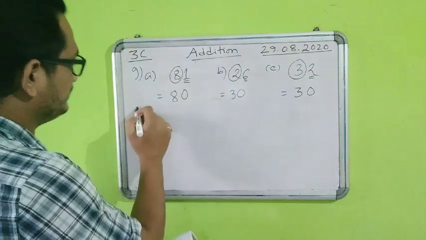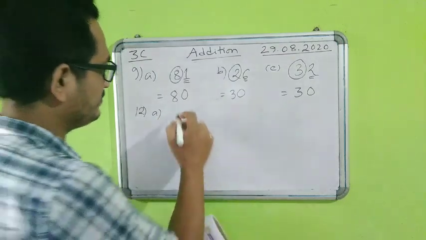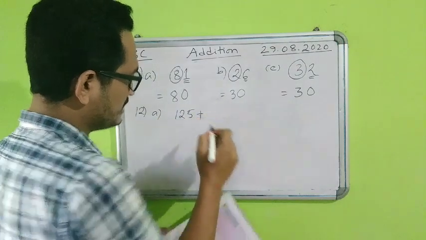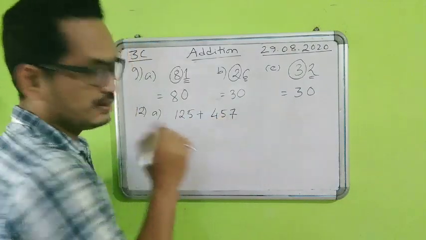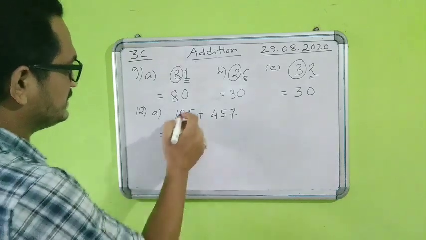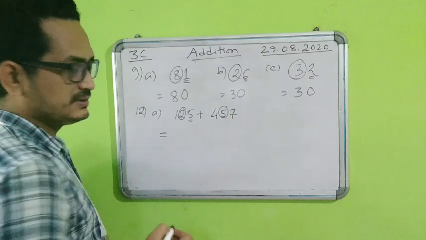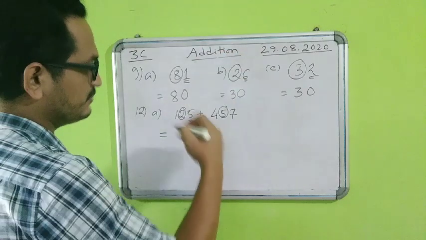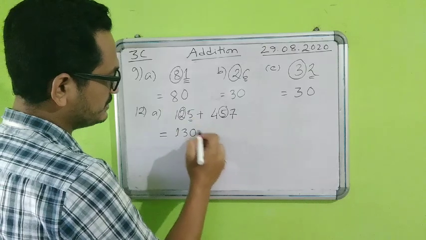12a, suppose I am doing 12a, that is 125 and 457. But we need to round off first, because they are saying estimate the sum. So if we round off, the tens place is 2 here and here it is 5. So here the ones place is 5, so greater than or equal to 5, you add 1. 2 plus 1, 3, and the 5 will be 0.